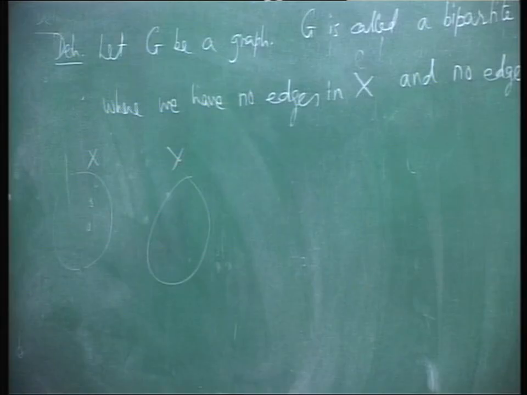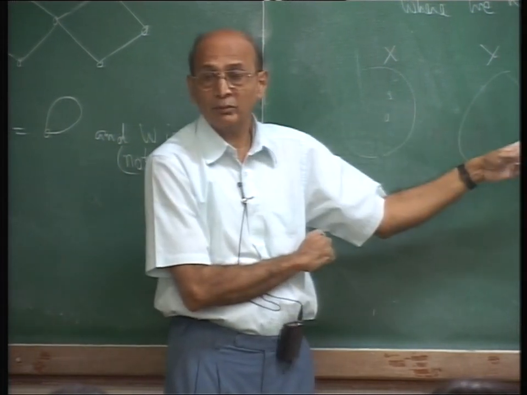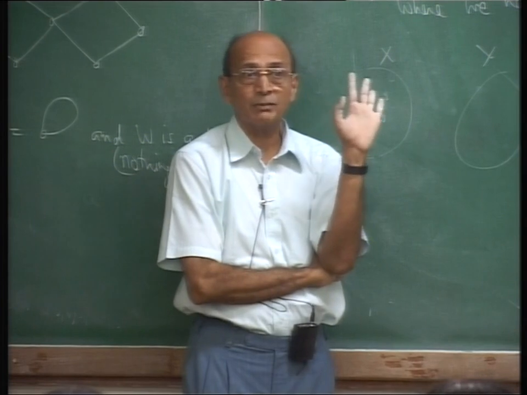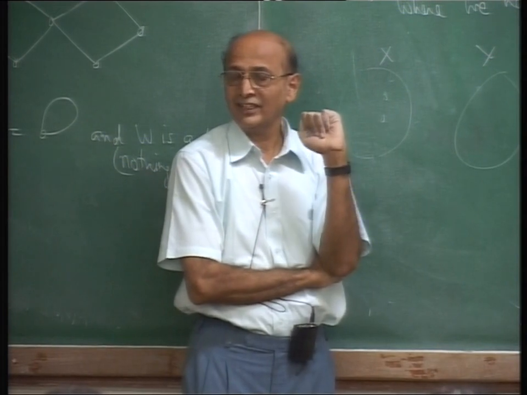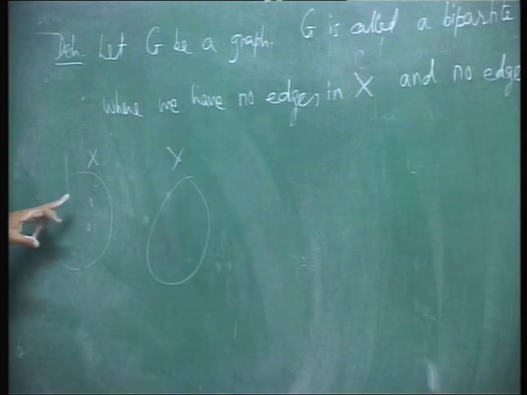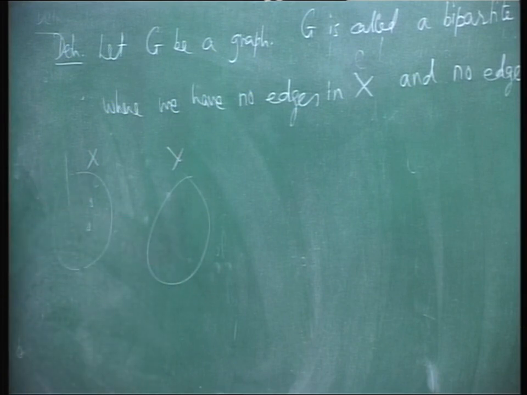The definition here is quite general. So don't be under the impression that I have to have edges going from x to y. For example, if my graph is the null graph on 10 vertices, then it is bipartite. Is that clear? Because there is nothing to check. I don't have to check anything at all. The requirement here is that there be no edges from any vertex in x to any vertex in x, nor any vertex in y to any vertex in y. In particular, bipartite graphs cannot have loops, because then you will have a vertex in x adjacent to itself. Okay.